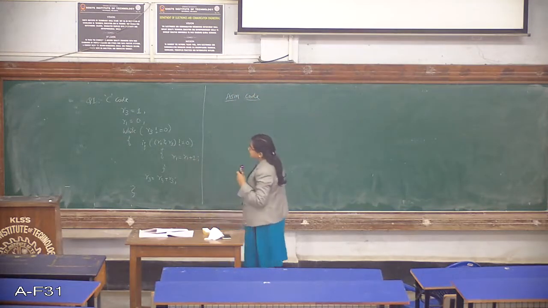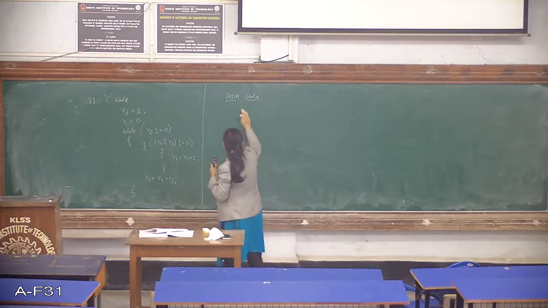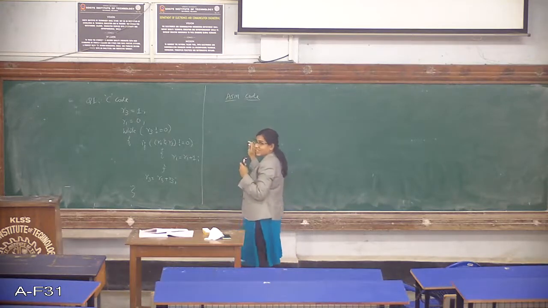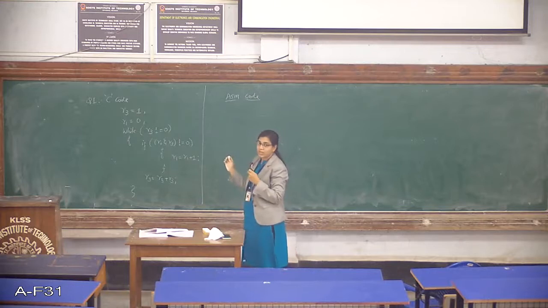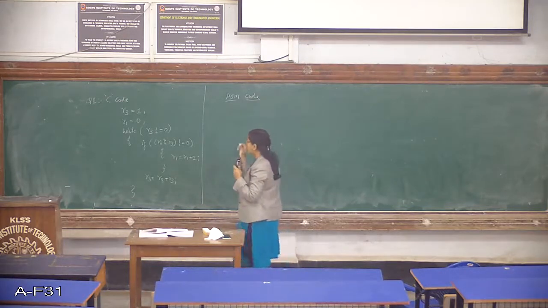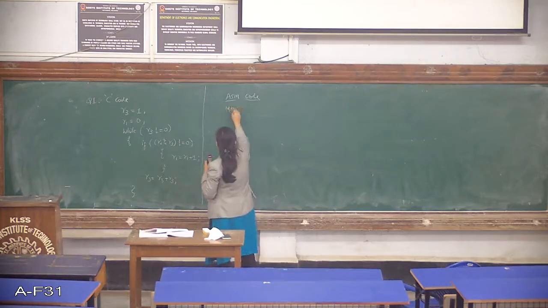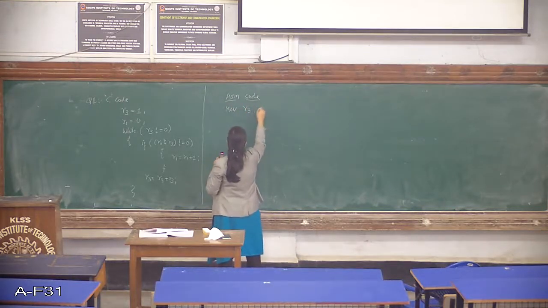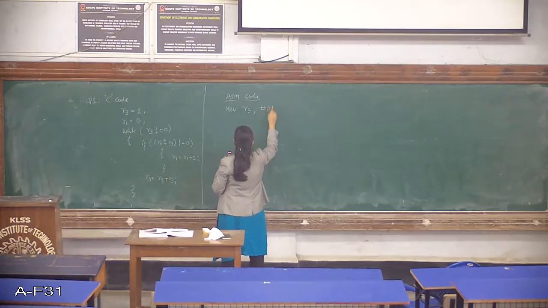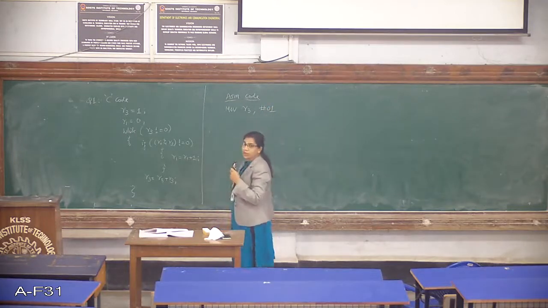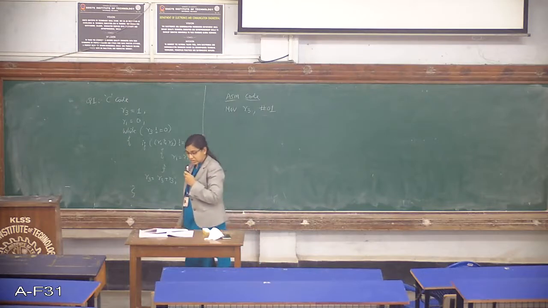The first instruction is R3 equals 1. So which instruction will we be using here? I want to assign the value 1 to R3, so I will be moving the immediate value 1 into the register R3. I will write it as MOV R3, #01. So we have now moved the data 1 into register R3.